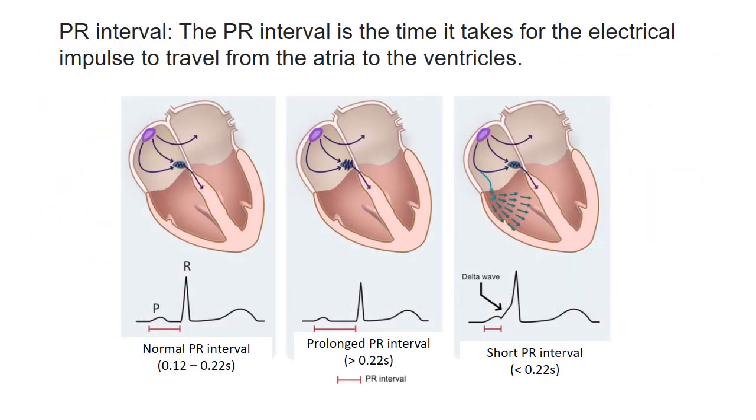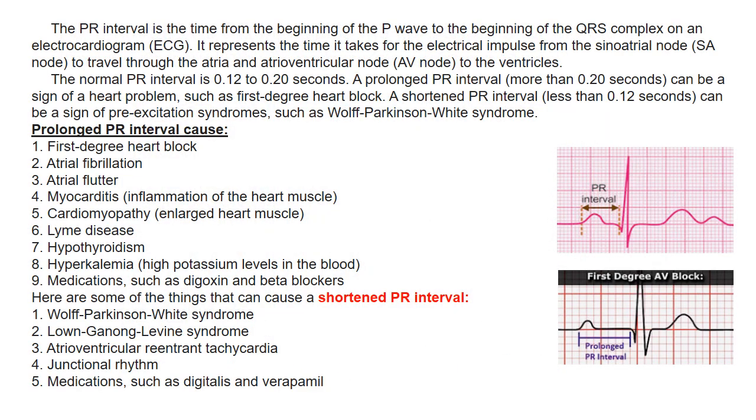PR interval. The PR interval is the time it takes for the electrical impulse to travel from the atria to the ventricles. The PR interval is the time from the beginning of the P wave to the beginning of the QRS complex on an electrocardiogram, ECG. It represents the time it takes for the electrical impulse from the sinoatrial node, SA node, to travel through the atria and atrioventricular node, AV node, to the ventricles.